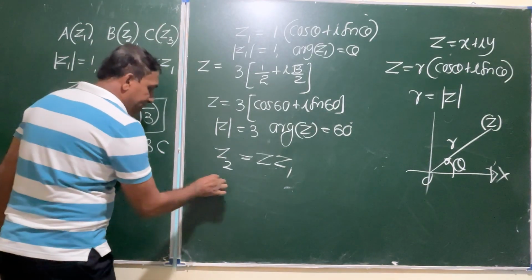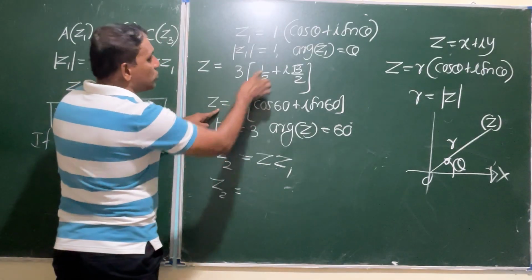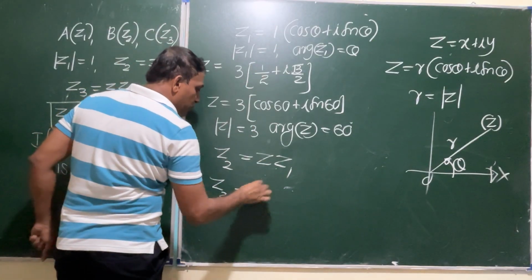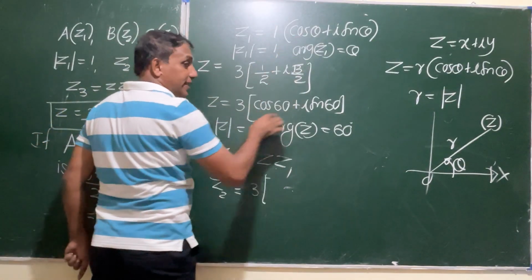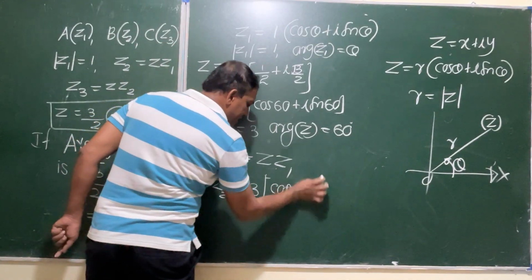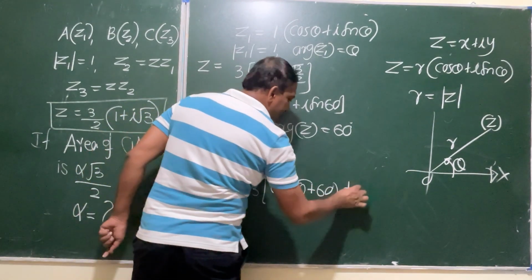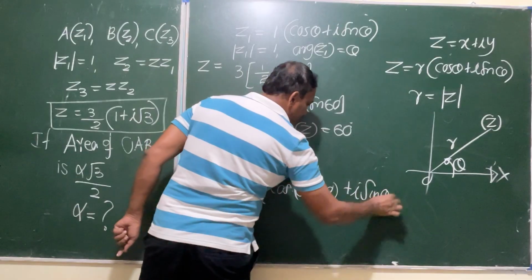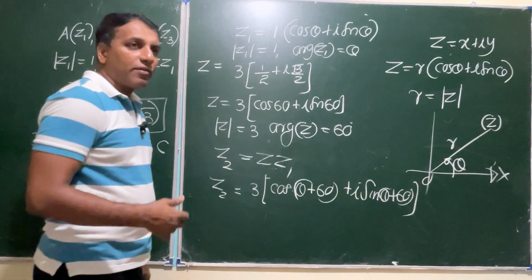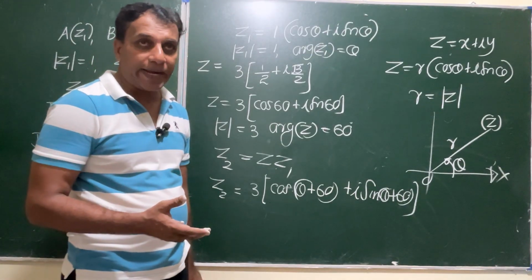Okay. Therefore, Z2 is what? Z into Z1. Multiply the moduli: 1 times 3, 3. Arguments are added: 60 plus theta. Cos(theta plus 60) plus i sin(theta plus 60). This is the theory class, refer to your theory class notes. When any complex numbers are multiplied, their arguments are added and moduli are multiplied, right?